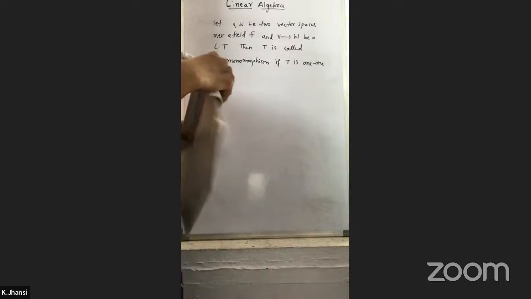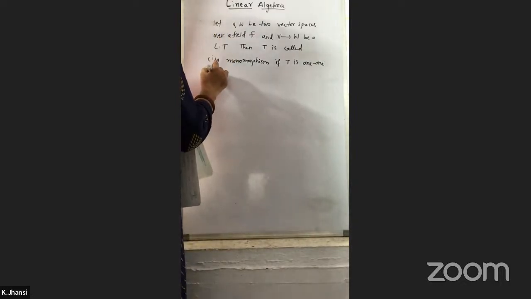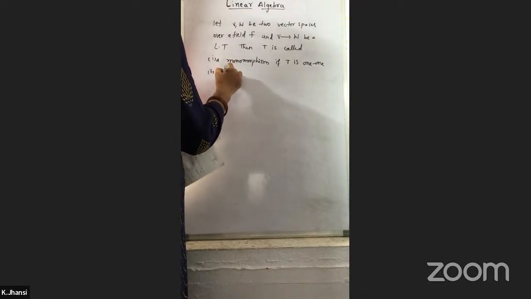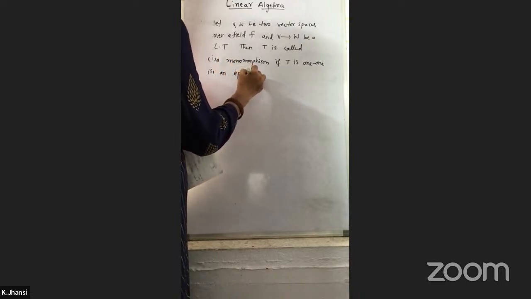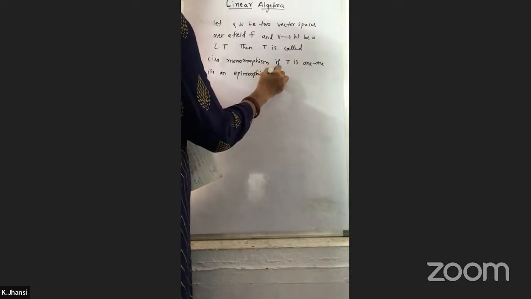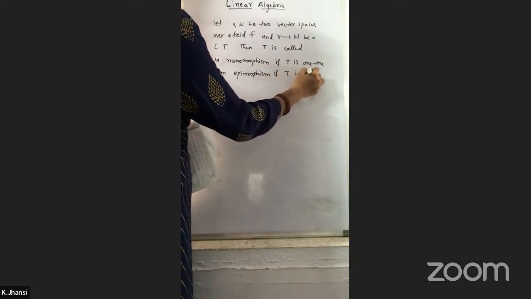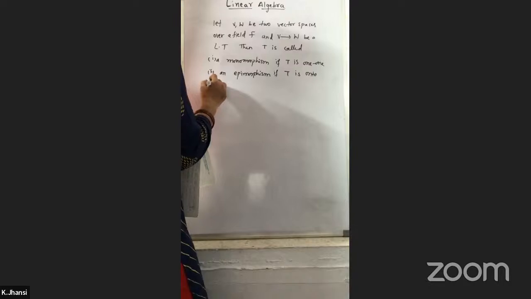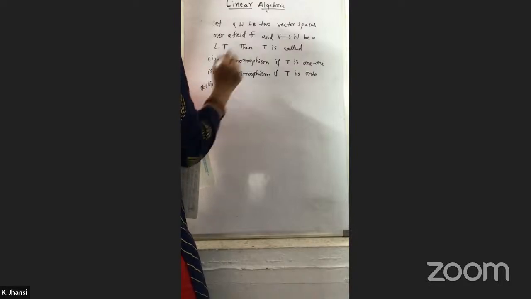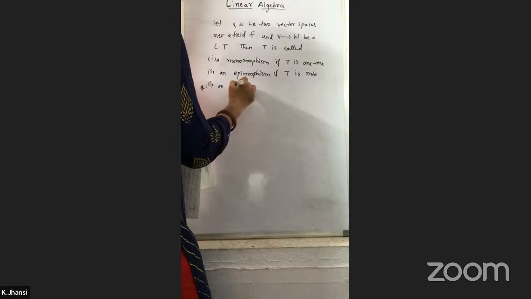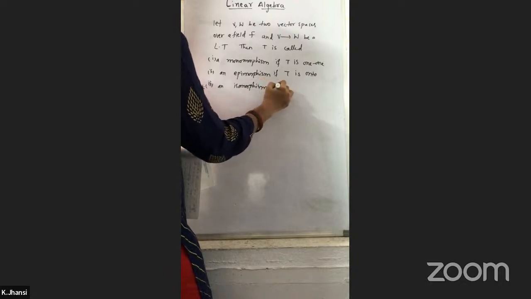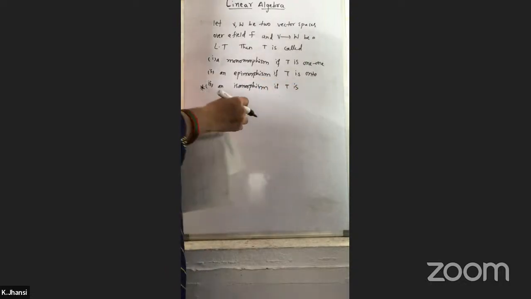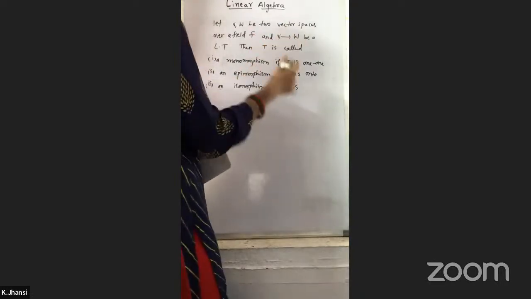What is T? T is a linear transformation. Then we call the transformation a monomorphism. Okay, and we call it an epimorphism if T is onto. So if it is onto, then we call it an epimorphism. Third one is isomorphism. This third one is important. An isomorphism if T is a bijection, we can call it a bijection or we can call it one-one and onto.